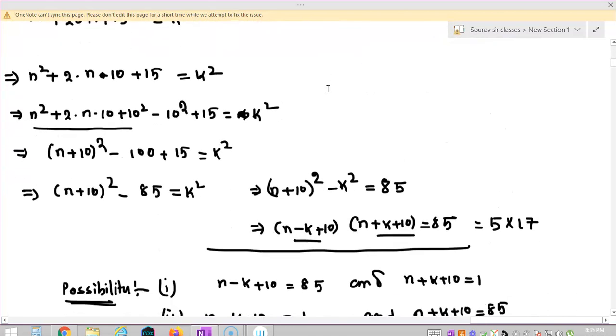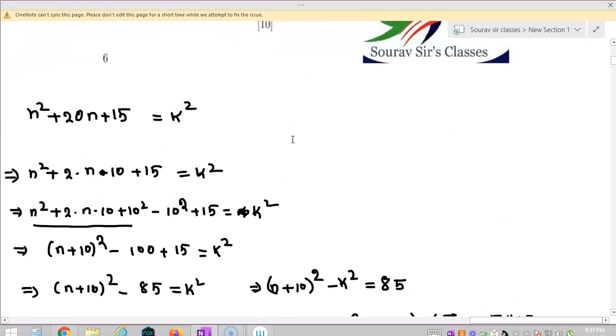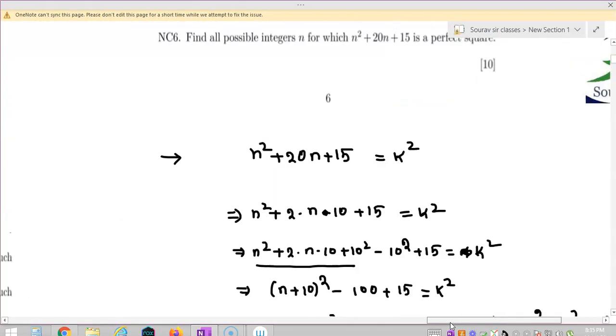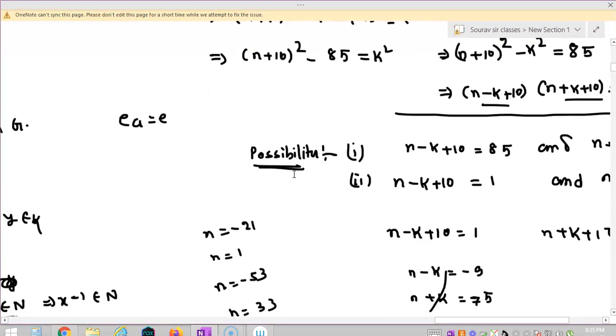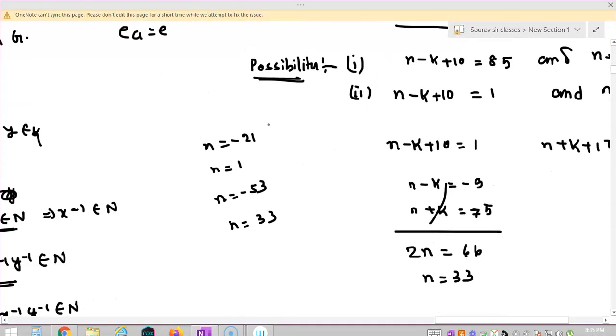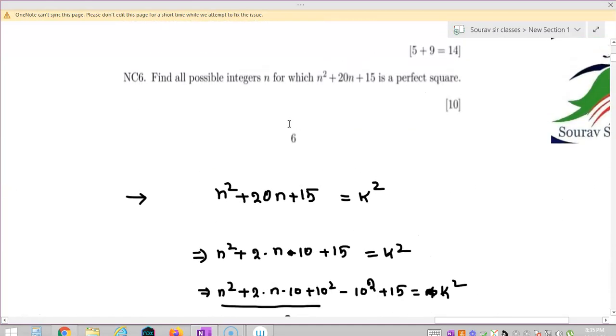So there are 4 values of n for which this becomes a perfect square. Okay. So let's see the question again. The question says to find all the positive integers n. So we have found the values of n, which are these. For these values of n, this given expression becomes a perfect square. Okay, that's all about this question.